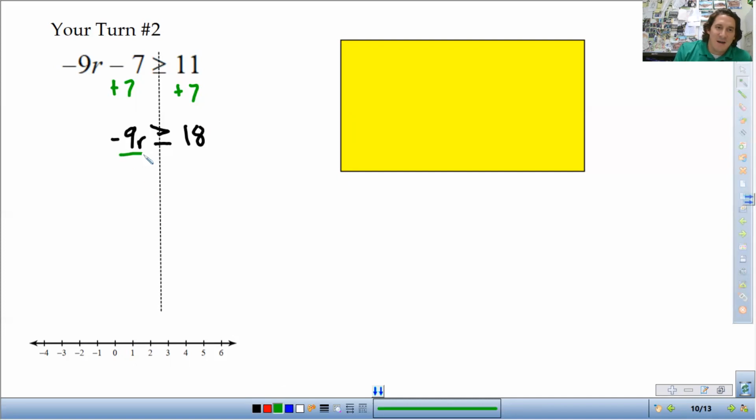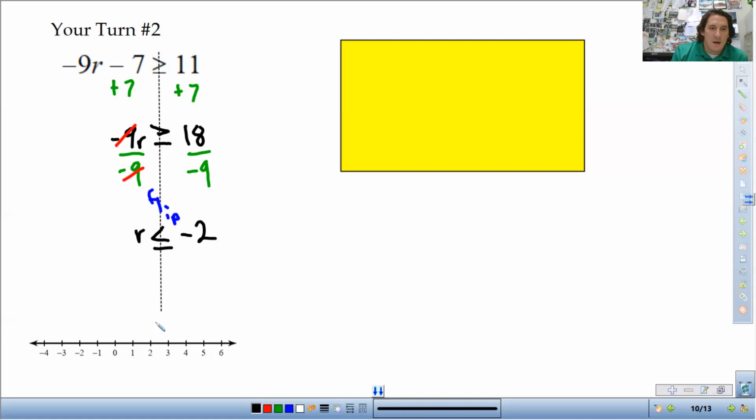Now I'm going to divide both sides by -9. That cancels out. I get R. I need to flip the inequality. Since I divided both sides by -9, I need to flip the inequality to open the other way. 18 divided by -9 is -2. Remember, divide by a negative, flip the inequality.